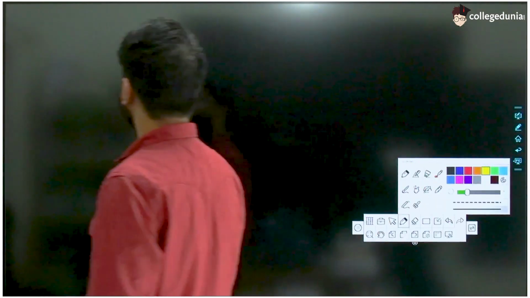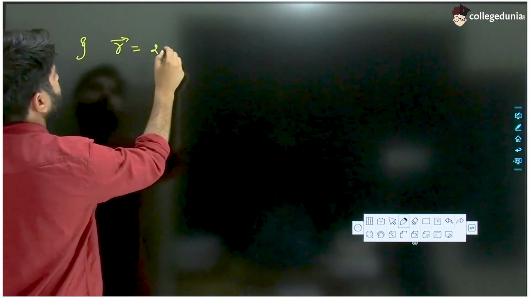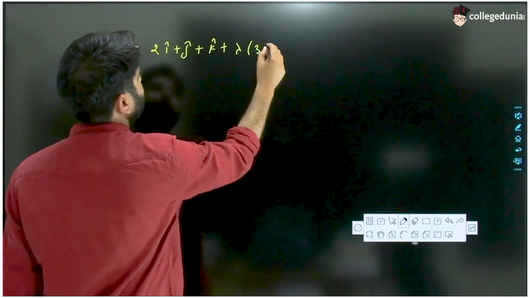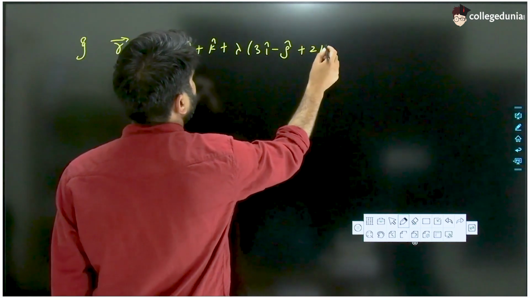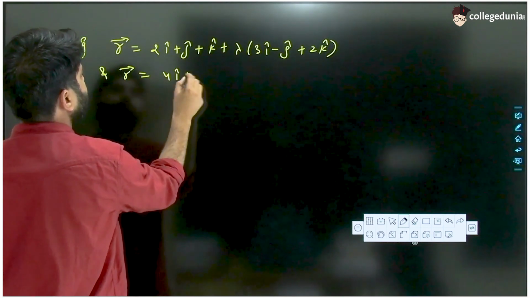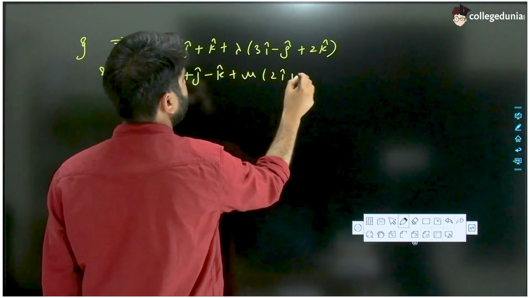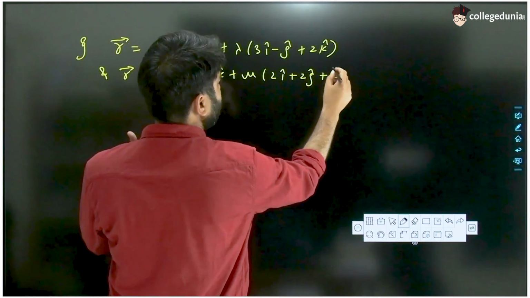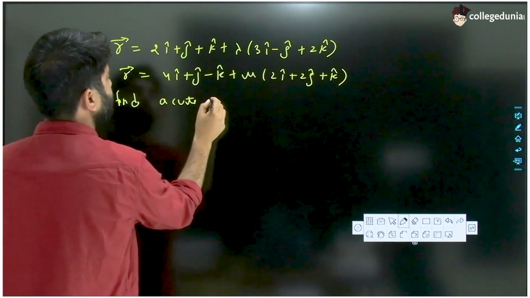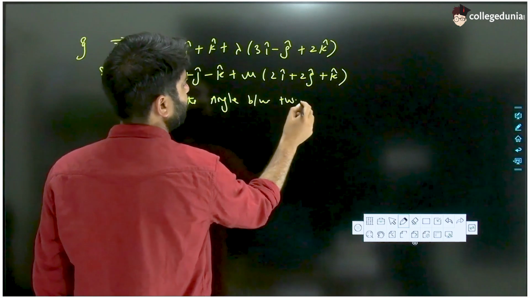So guys, let's take an example. Let's say there is an equation r vector equal to 2i plus j plus k plus lambda times 3i minus j plus 2k, and there is another equation r vector equal to 4i plus j minus k plus mu times 2i plus 2j plus k. And suppose we have to find the acute angle between these two lines.